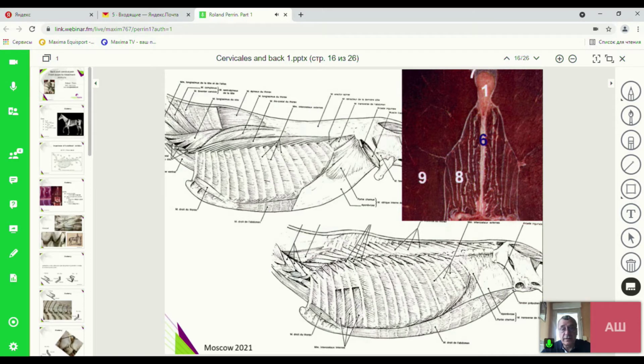When you look at the lateral view, you see very well the multifidus, you see the erector spinae, and you understand that the multifidus is very important. You see it's 8. Multifidus is 8 on the picture.